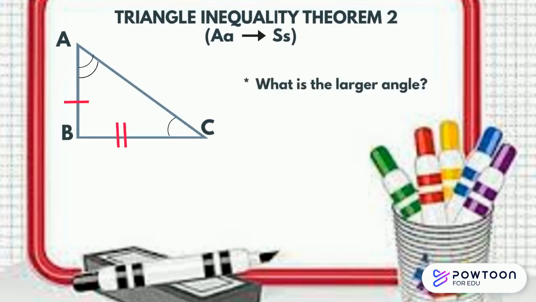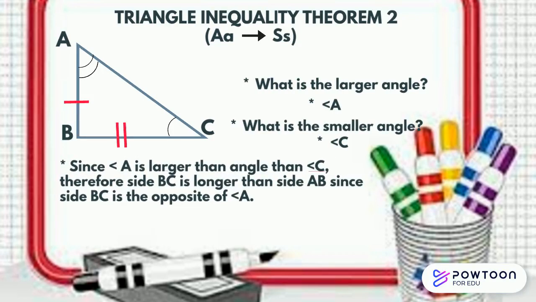Now, what is the larger angle? Angle A, and that is correct. What is the smaller angle? It's angle C. Therefore, let us now conclude. Since angle A is larger than angle C, therefore, side BC is longer than side AB, since BC is the opposite of angle A. In symbols, that is, side BC is greater than side AB.